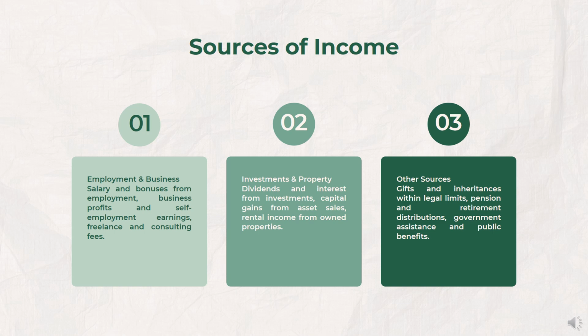A person may earn income from multiple sources simultaneously. For example, a professor may receive salary from college, rent from a house, interest from fixed deposits, and dividends from shares. All these incomes together form the person's total income under the Income Tax Act.